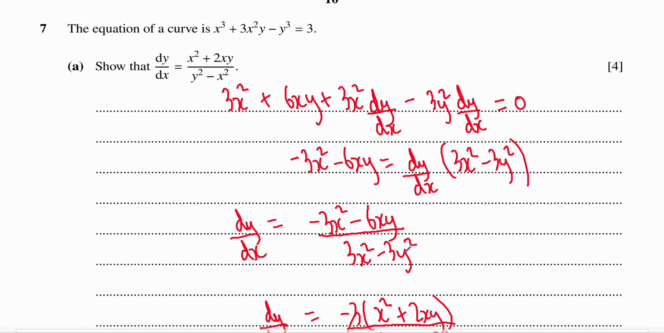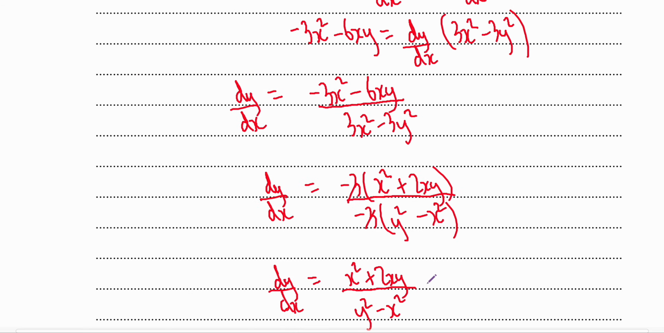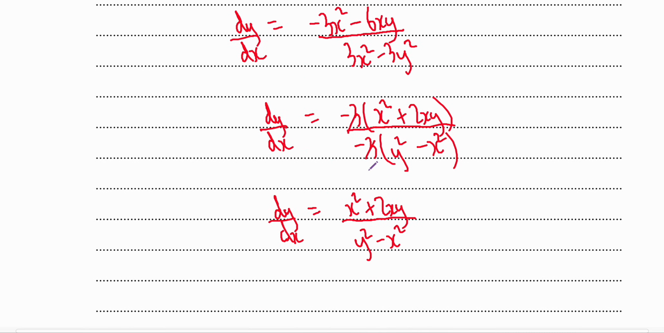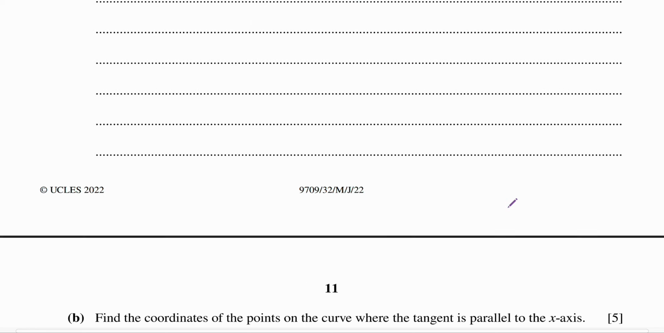And is that what we wanted to show in the first place? x squared plus 2xy divided by y squared minus x squared. Yep, that is exactly what we need to show. So we have proven this to be true. So that's done. Let's do the next part.